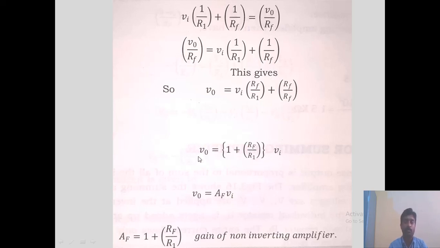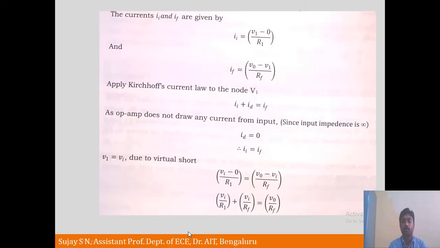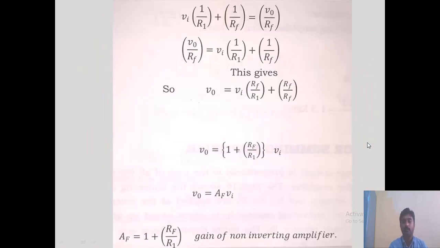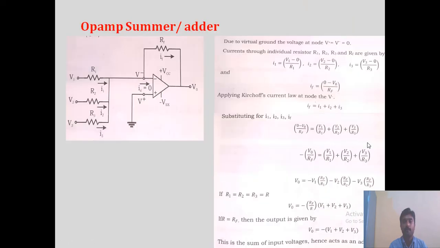Here also the output voltage of the non-inverting amplifier depends on the RF and R1 ratio. If we write the expression for gain, it is purely plus, 1 plus RF by R1. Here the gain is positive. If you look at the output waveform, it is not inverted. It is the same as the input in an amplified manner. This is the non-inverting amplifier.